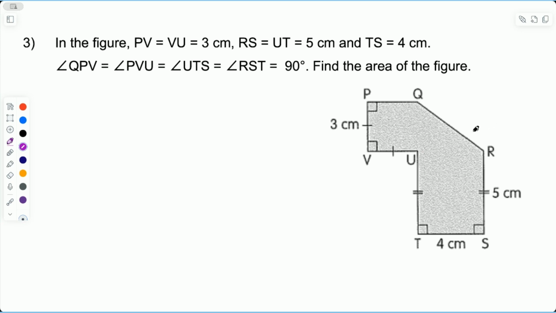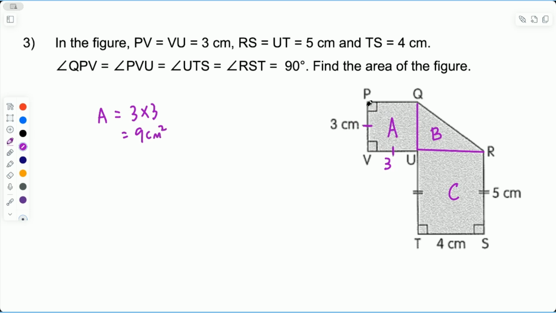Question 3. We need to find the area of this entire figure. To do so, I will cut this figure into 3. We have a square here, which I'll label as A. We have a triangle here, which I will label as B. And we have a rectangle here, which I'll label as C. Let's find the area of A, which is a square. Since this side is also equals to this side, the area of this square will be 3 times 3. That gives us 9 cm squared.